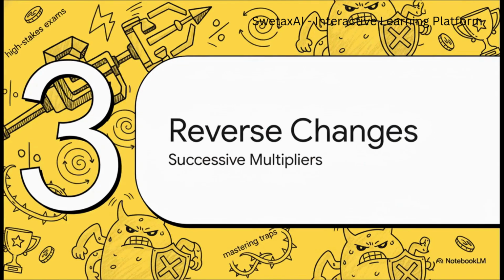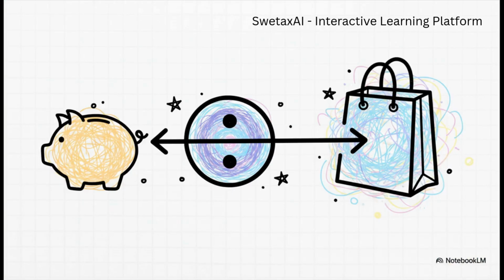Section 3. Reverse and successive changes. All right, welcome to our first real boss battle, the reverse percentage. This is where you know the final value, and you have to sort of reverse engineer the starting point. The golden rule here, never ever just subtract the percentage from the final value. Instead, you divide the final value by your multiplier.